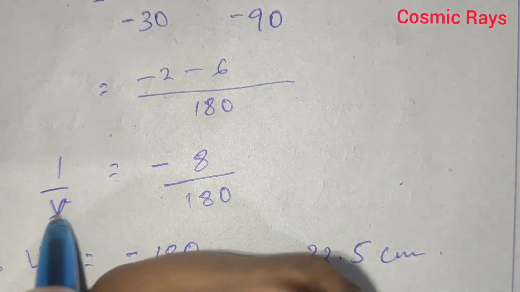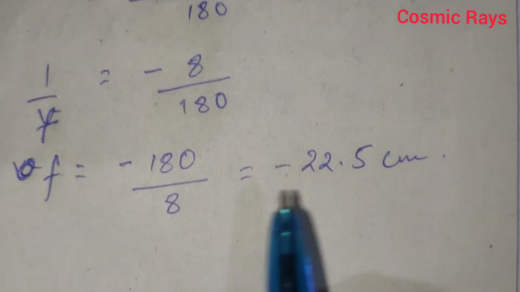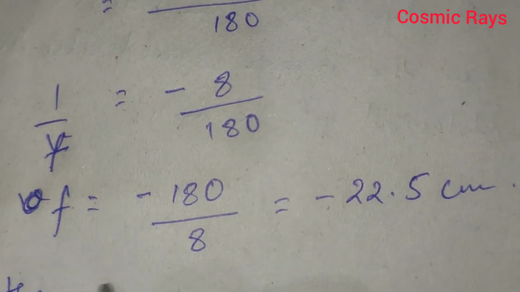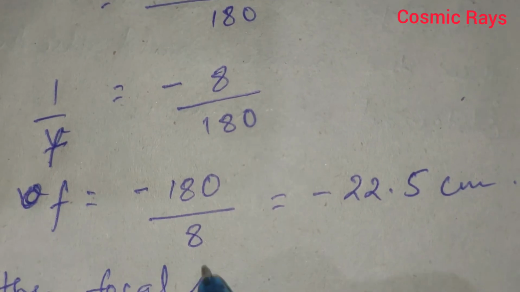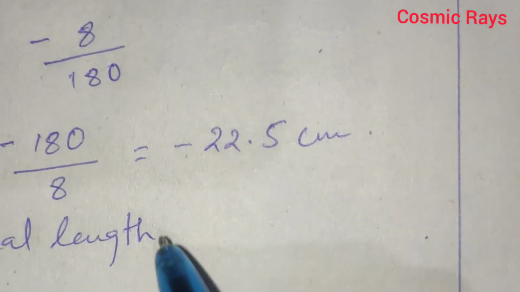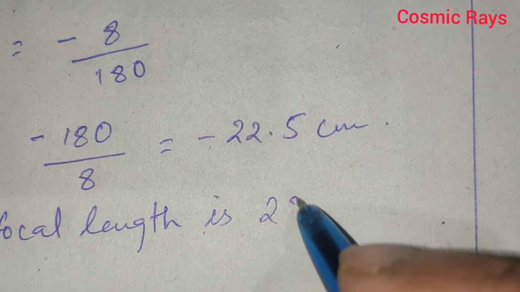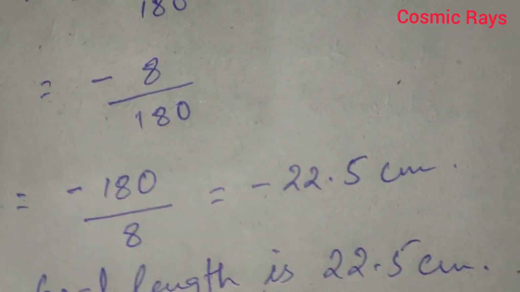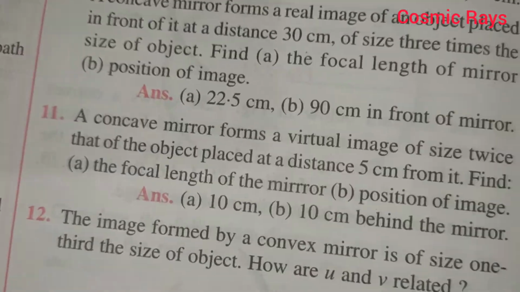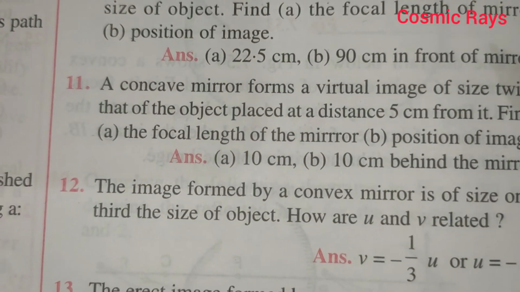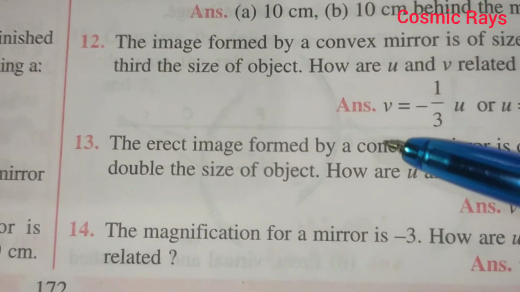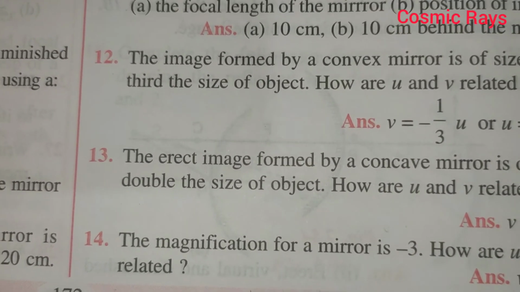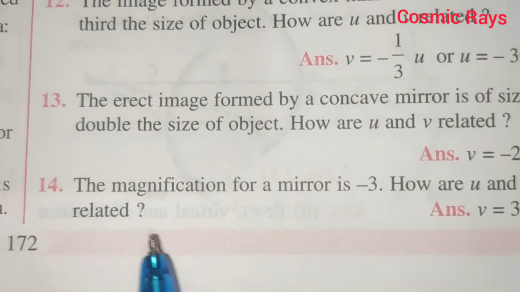Sorry, 1 by f, the focal length. So here we can just write in words. Therefore the focal length of the mirror is 22.5 centimeter. Now you can do number 11 in a similar manner, and questions number 12, 13 and 14 are of the same type. So we will try question number 14.